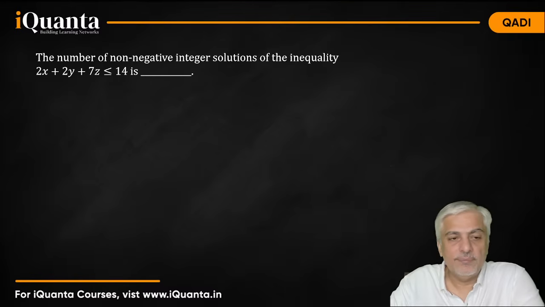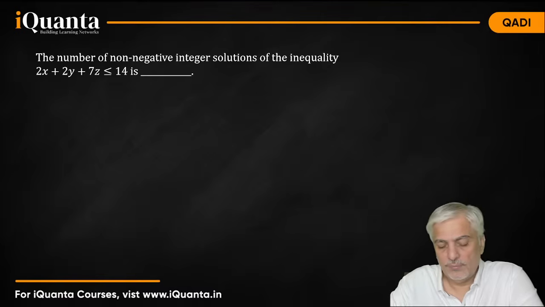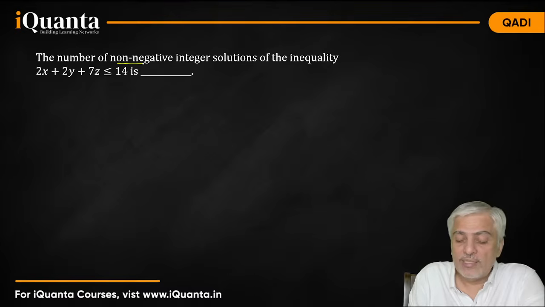Next one. We've done many similar questions like this before. 2x plus 2y plus 7z less than or equal to 14. How many non-negative integral solutions? Non-negative integral solution means whole numbers.